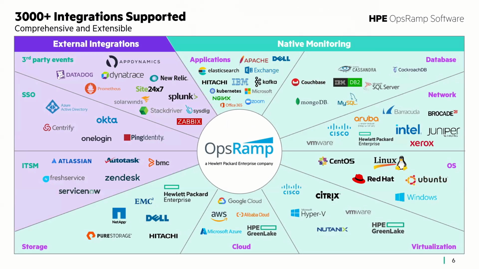So part of the way that we do that is that we have a huge array of integrations with OpsRamp. So beyond all the capabilities that we're going to talk about, we have integration with a whole bunch, almost anything that's out there, 3,000 plus integrations.